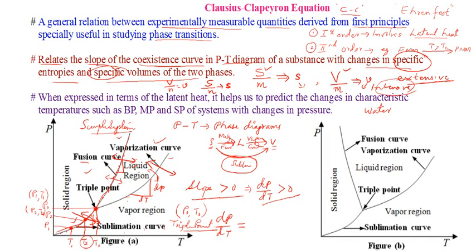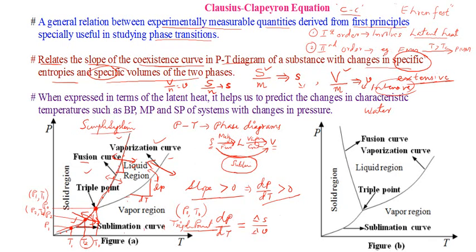The word specific denotes that it is per unit mass or per mole. So from the expression or from the unit, you will have to identify whether it is per mole or per unit mass. We will see how it is related, and dP/dT is usually written as delta s by delta v, where small s and small v are usually used.